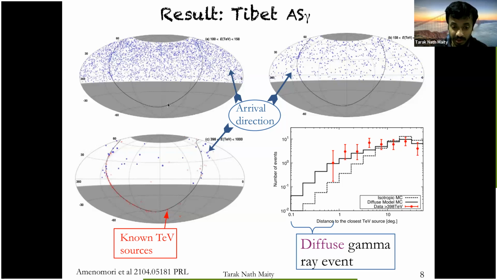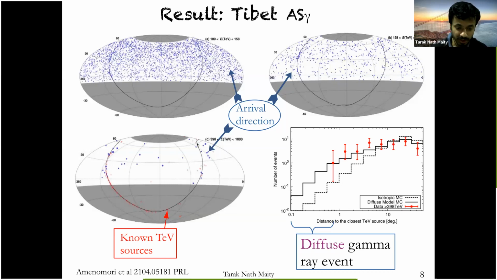For each of these figures, the shaded region is the region where Tibet cannot look. If you put a telescope at any point, some region of the sky will be just beyond your horizon. So this shaded region represents that region. And these black solid lines represent the galactic plane. Each of these blue points in these 3 panels represents gamma ray-like events. And as you could see, there are lots of points in the lowest energy bin. And as your energy is increasing, the number of points is actually decreasing. That is kind of expected.